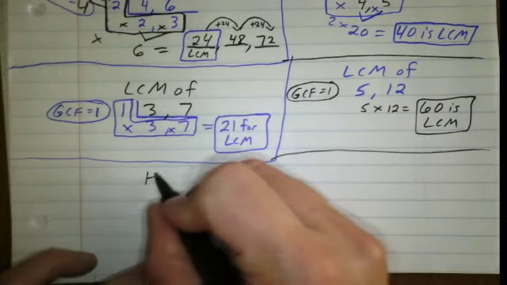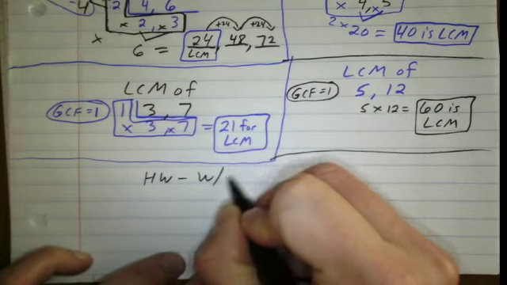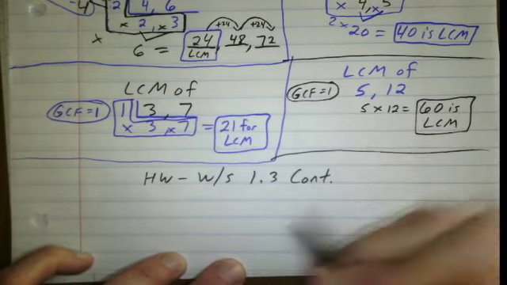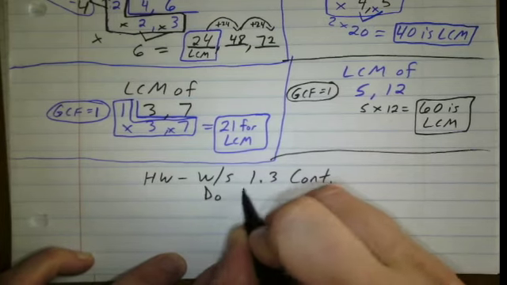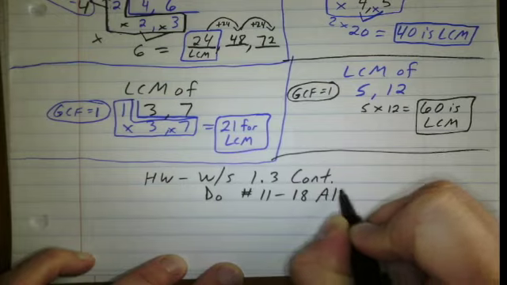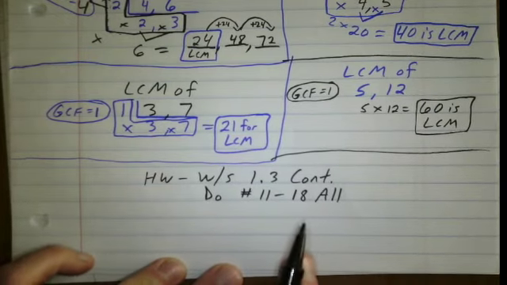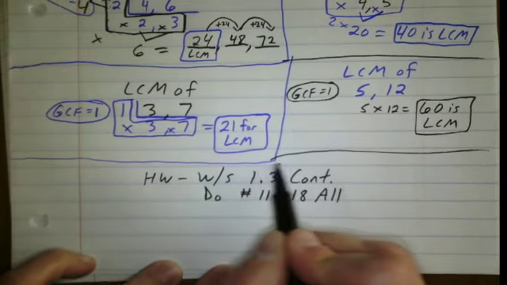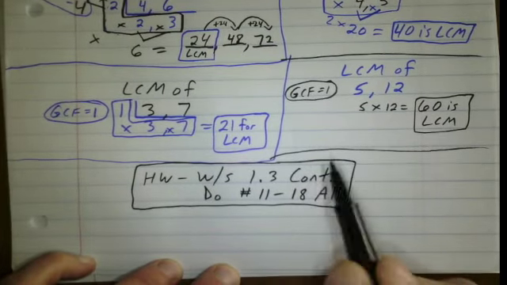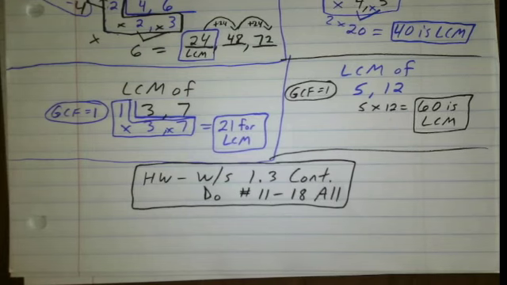Your homework is going to be that worksheet 1.3 continued. So now you need to do numbers 11 through 18. I think you had done 1 through 8 before. You're skipping 9 and 10, and now you're working on 11 through 18. So you can use the ladder method. You can use your notes to help you with that worksheet.